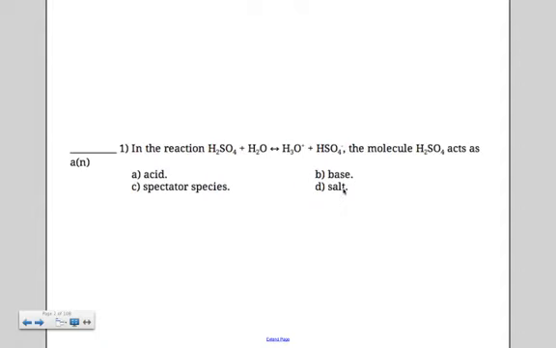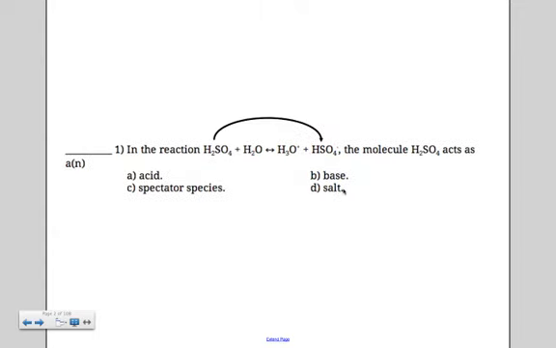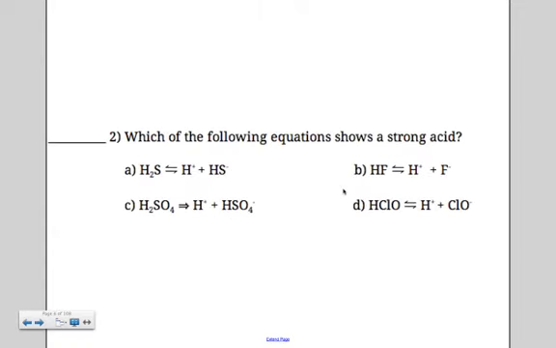Number 1, in the reaction, the molecule H2SO4 acts as a or an. Well, what happens to H2SO4, sulfuric acid? From the left to the right, it loses one hydrogen. It goes from H2SO4 to HSO4, or H1SO4 if you wanted to look at it that way. So it donates a proton, which makes it an acid. Proton donors are always acids. A proton acceptor would be a base.